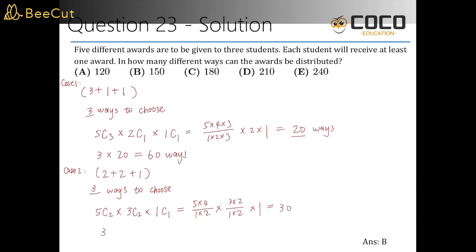So 3 ways to choose who received 1 award, and there are 30 ways to arrange the awards. This is 90 ways. So in total, this will be 60 plus 90, 150 ways. So the answer is B.